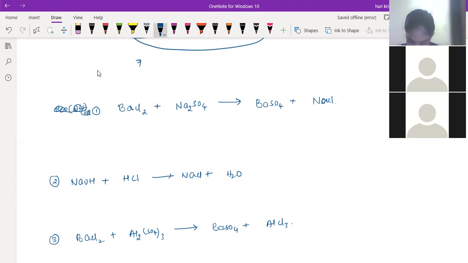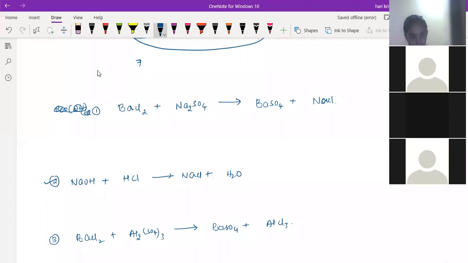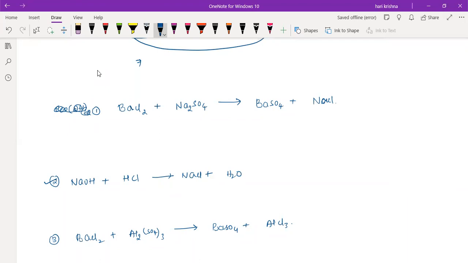Check whether the second equation is balanced or not already. Sir, it is already balanced. It's already balanced, right? The number of atoms on the reactant side is equal to the number of atoms on the product side. Yes or no? Sure, but the third one is not balanced, and the first one is not balanced.